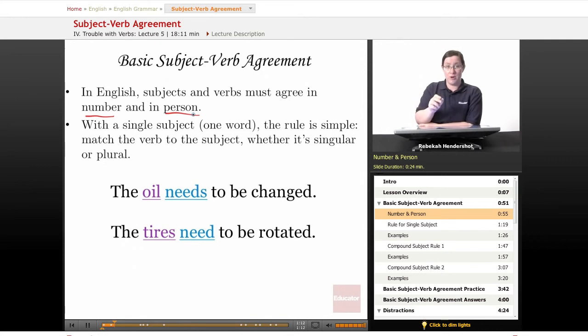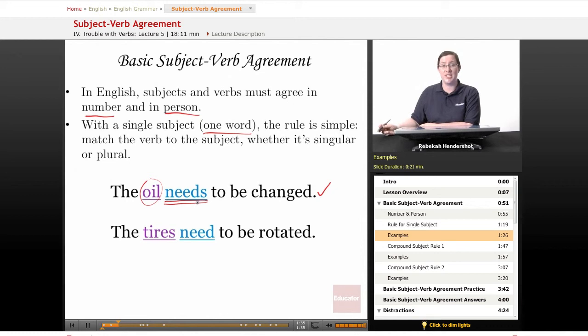So, verbs change form according to number and person sometimes, and so they have to agree with their subject, whatever it is. With a single subject, one word, the rule is simple. You match the verb to the subject, whether it's singular or plural. So, for example, the oil needs to be changed. Oil is the subject, it's singular, and the verb is needs, because that's the third person singular form of the verb to need. But the tires need to be rotated. That's the third person plural form of the verb to need.